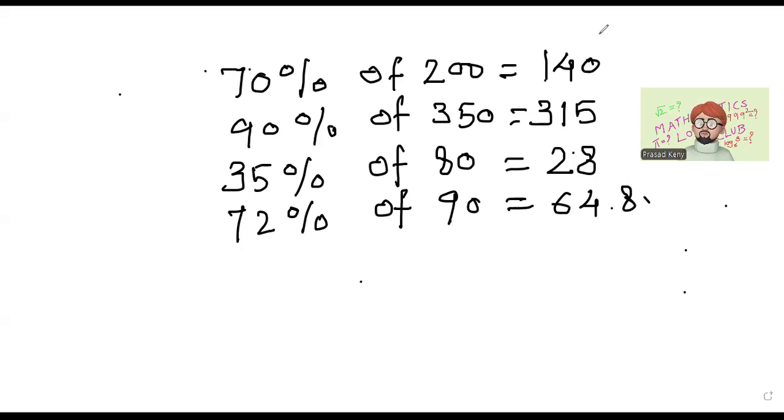So Mini, try out all these problems, and I will see you in the next class. We'll do the third part of percentage, in which the percentage figure will not end with 0.